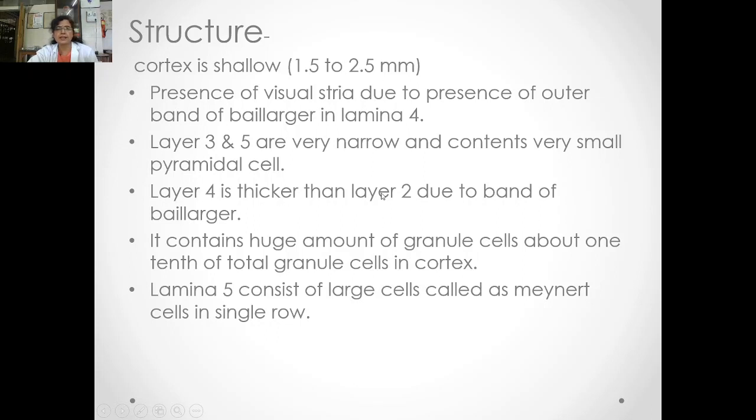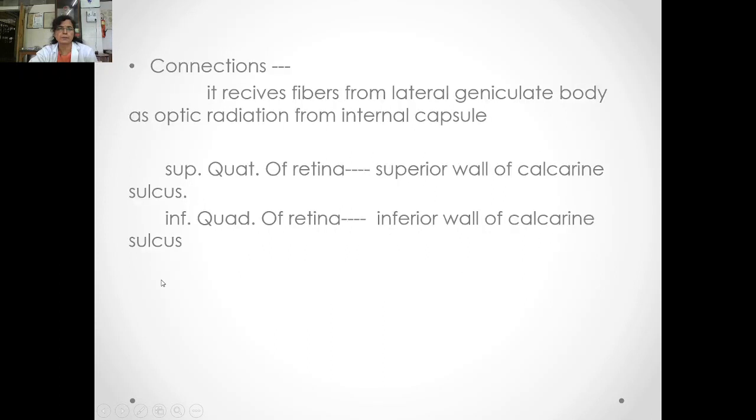Layer 4 is thicker than layer 2 due to the band of Baillarger, that is due to that stria. This cortex contains a huge amount of granule cells. About one tenth of the total granule cells in the cortex are present in this visual sensory area. Lamina 5 consists of large cells, called Meynert cells, which are present in a single row.